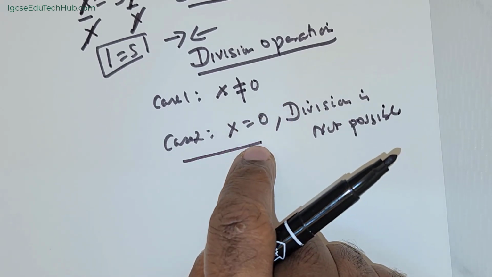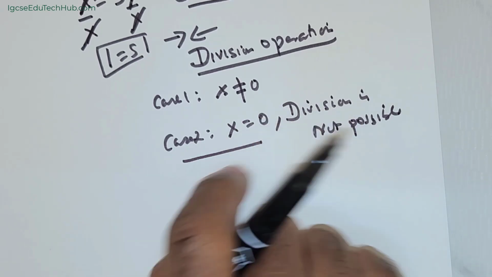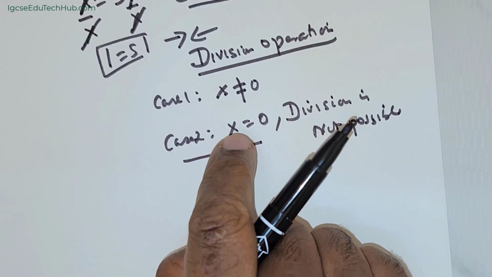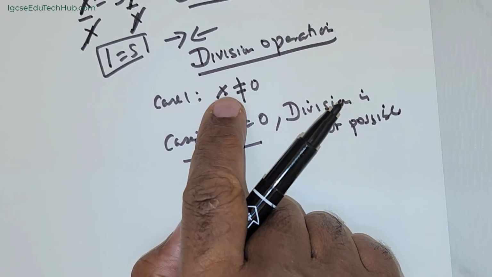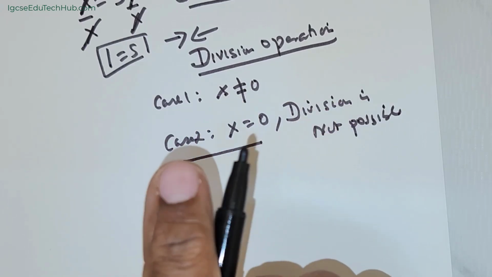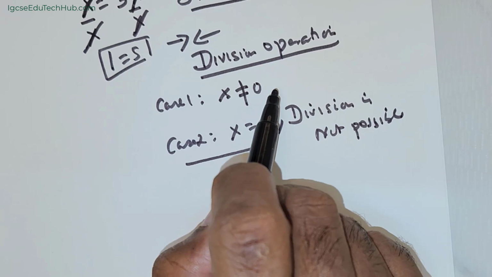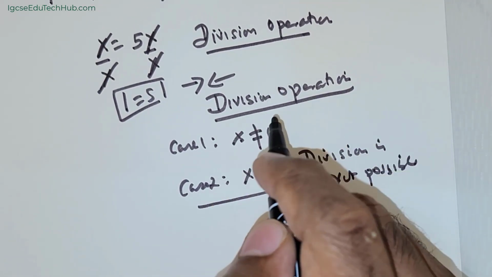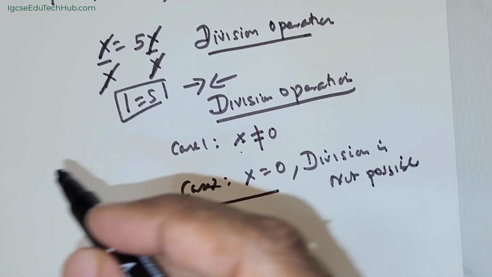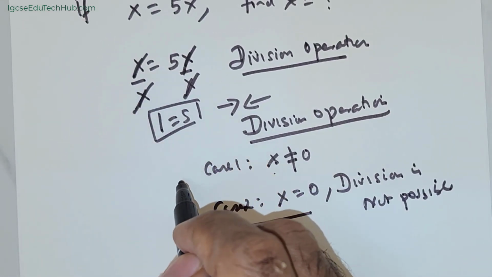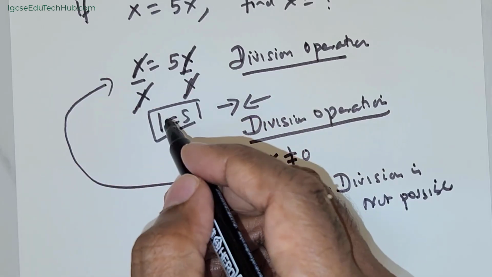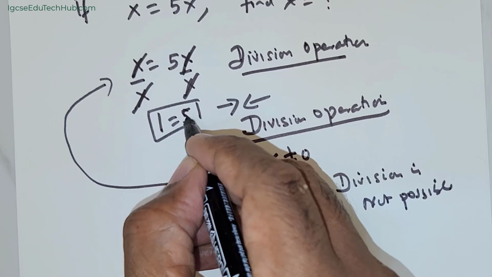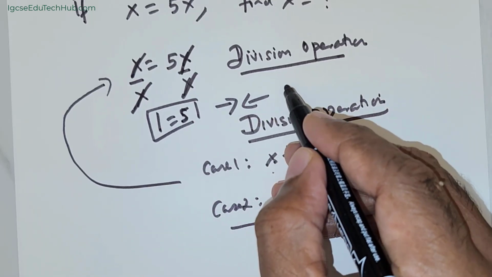So you have two cases, case 1 and case 2. For case 2, when x is equal to 0, division is not possible. So outrightly we cannot take x to be equal to 0. But for the case when x is not equal to 0, can we move ahead with the division operation? That is the question. So let us assume that x is not equal to 0 and we are moving ahead here. In this case, x is not equal to 0. I am dividing both sides by x and I am ending up with 1 is equal to 5, which is a contradiction.